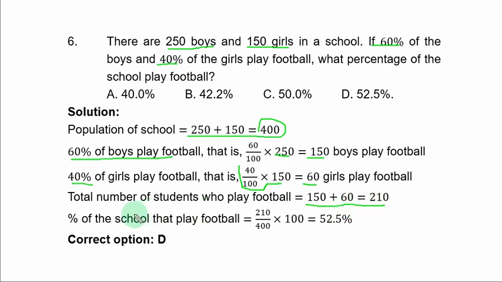So for the whole school, number of students that play football becomes 210 over total students 400 times 100, and this simplifies to 52.5%. D is the correct option.